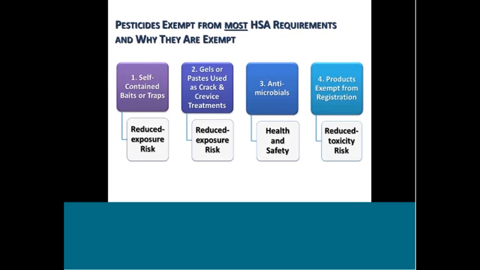If a school or center uses only specific pesticide types, they are exempt from most of the Healthy Schools Act requirements. Those pesticide types are self-contained baits or traps, gels or pastes used as crack and crevice treatments, antimicrobials, and products that are exempt from registration. These categories of products are exempt from most requirements of the Healthy Schools Act because they present a reduced exposure risk, are used for health and safety purposes, or are a reduced toxicity risk.